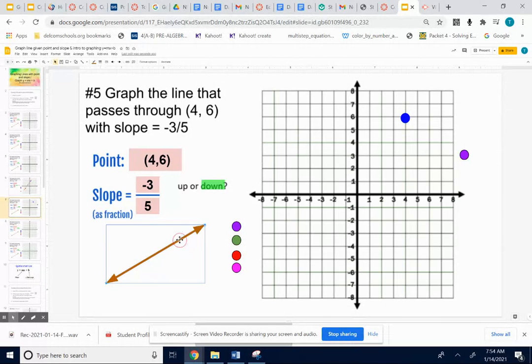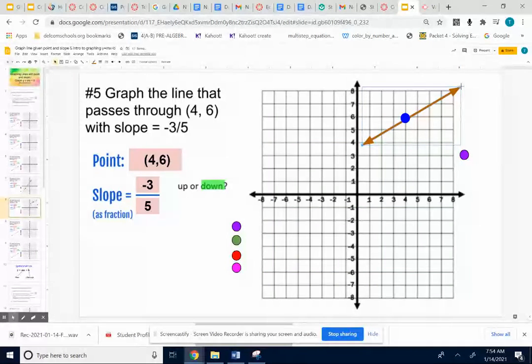Okay, take your line. Try to get through a point, try to drag. Mr. White's learning how to make this work too. Just kind of play around until you can get it pretty close, and don't worry about it. But there's my point. It starts at (4, 6), and then from (4, 6), I went down 3 over 5.